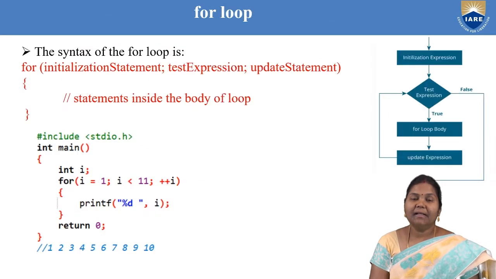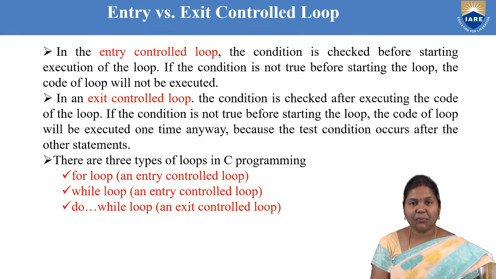First, let us understand the entry control loop versus the exit control loop. In an entry control loop, the entry condition is tested. If the condition is true, then the control enters into the loop and it will execute the set of statements written inside the loop repeatedly until that condition is met. When the condition is false, it will come out of the loop. That is called an entry control loop.